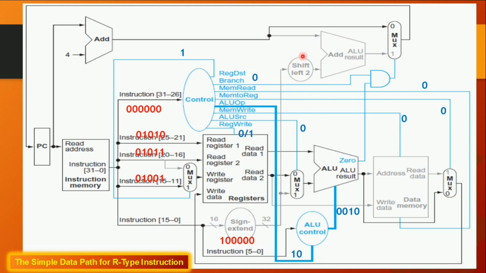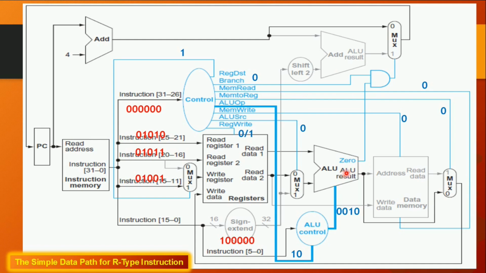So these two components won't be there. Sign extension unit won't be there, and we are not going to load or store any value to the data memory. So data memory component also is not included in the R-type instruction. The component number 1, 2, 3, 4, these 4 components will be excluded while designing the R-type instruction.